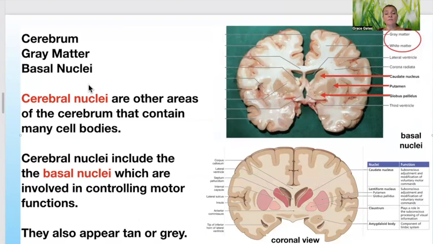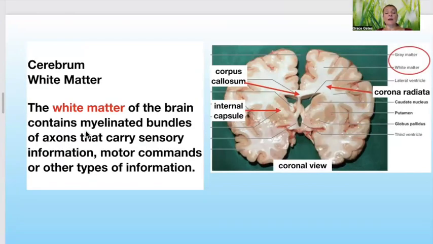There are areas of gray matter other than the cerebral cortex. They are called cerebral nuclei. And cerebral nuclei that are not in the cortex include the basal nuclei, which are involved in controlling motor functions. They also appear tan or gray. The white matter of the brain contains myelinated bundles of axons that carry sensory information, motor commands, or other types of information.